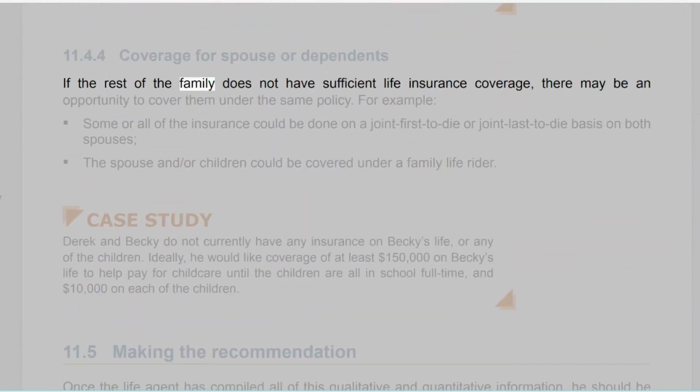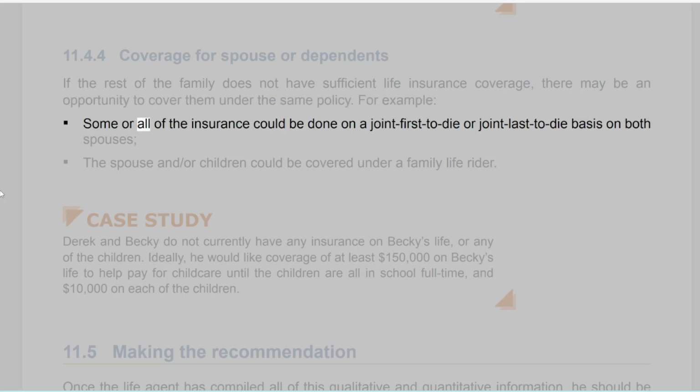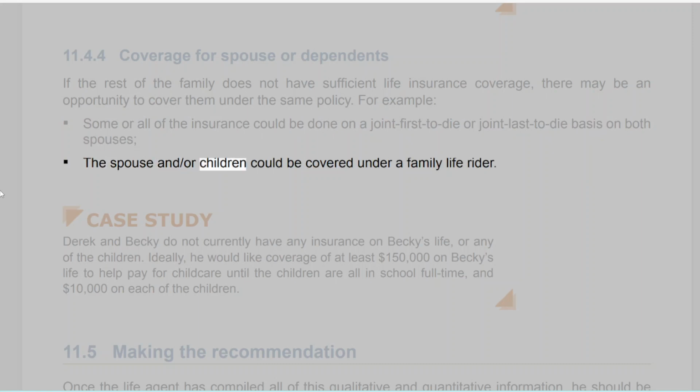If the rest of the family does not have sufficient life insurance coverage, there may be an opportunity to cover them under the same policy. For example, the sum insured could be done on a joint first-to-die or joint last-to-die basis on both spouses, or the spouse and/or children could be covered under a family life rider.